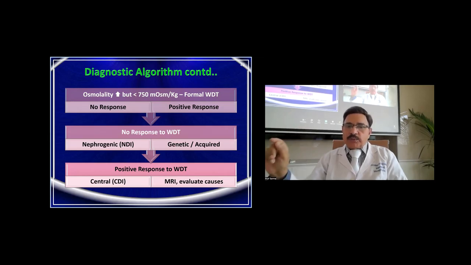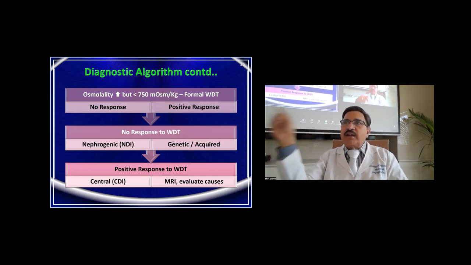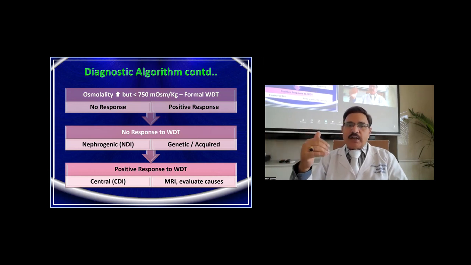If it is positive response, it means it is central diabetes, because in spite of restricting for 24 hours, there is no change in the osmolality. But the moment you give vasopressin from outside, this exogenous vasopressin has produced the desired response. And that is why it is central diabetes. We know that central diabetes insipidus, 90% of the times it is secondary. It is not genetic. So immediately I have to do MRI and other imaging modalities to diagnose what is the condition which has caused the central diabetes.